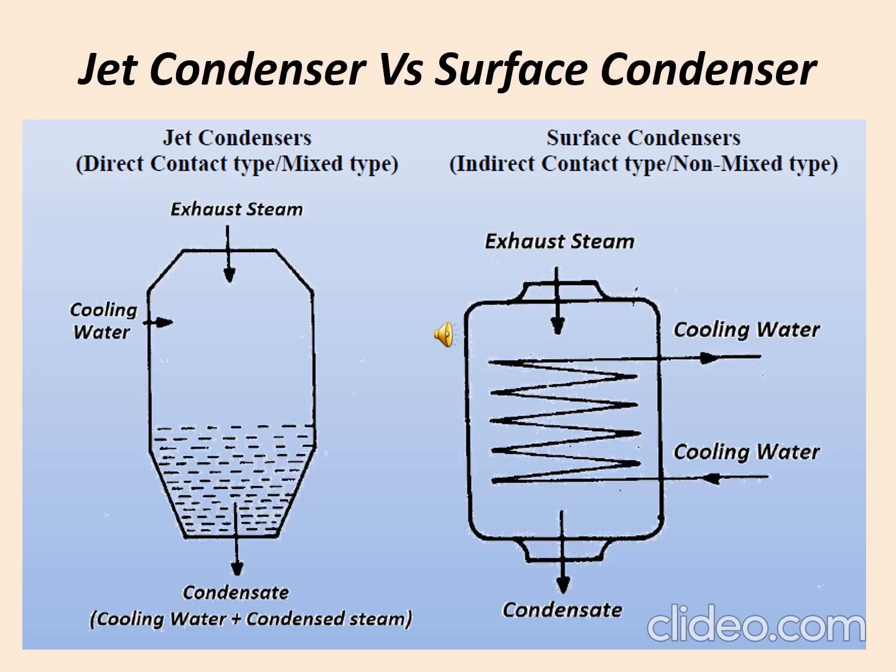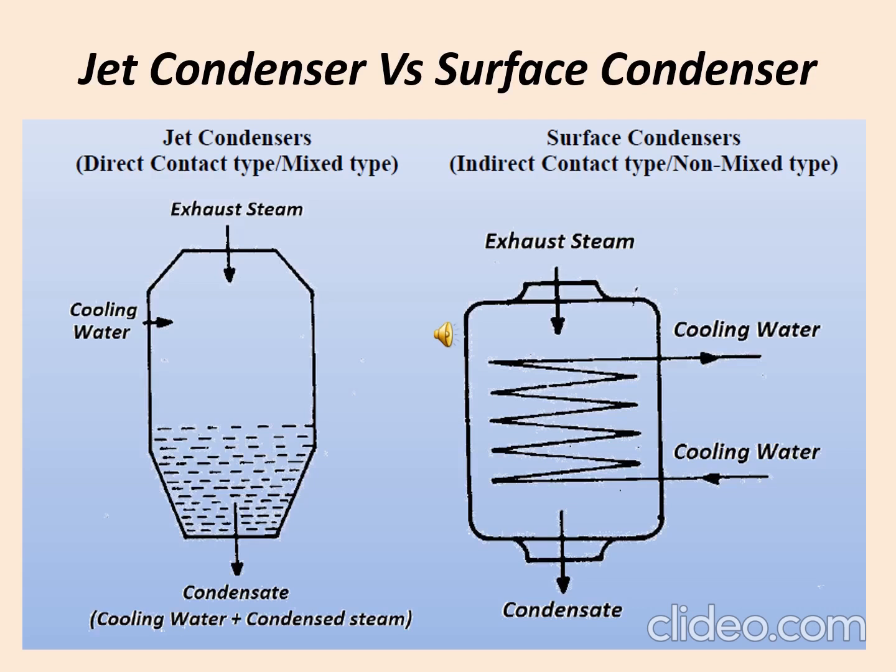So in our surface condenser, what is happening? When the exhaust steam is coming from the turbine, at that time cooling water is coming in contact with the exhaust steam through the pipe. Okay, that means here the cooling water is going through the pipe and the exhaust steam is coming and it will exchange its heat. Okay, that is a surface condenser. So this is the basic difference between a jet condenser and a surface condenser.